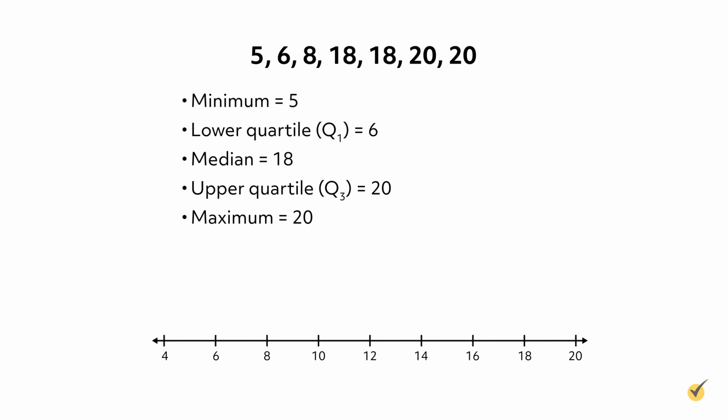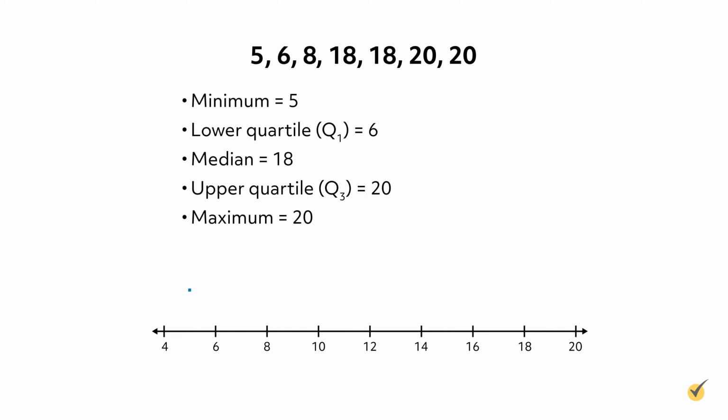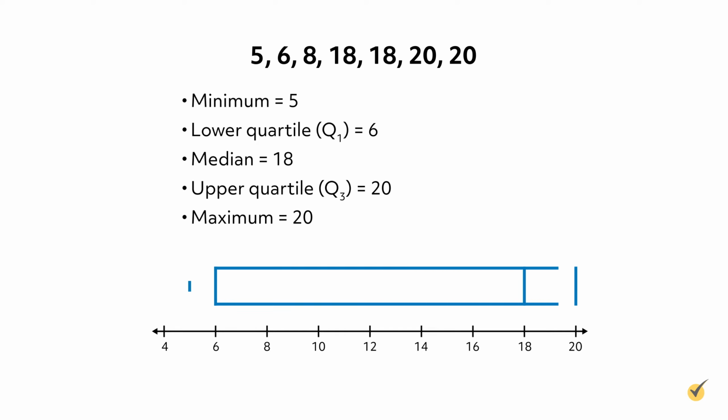On a number line, draw small vertical lines above each of these numbers, 5, 6, 18, and 20. Next, construct the box portion of the box and whisker plot. Draw a rectangle from the Q1 value at 6 to the Q3 value at 20. From here, draw the vertical line at 18 to represent the median. Last, draw the whiskers extending to the minimum and maximum values, drawing one horizontal line extending from the left of the box to the minimum, which is 5. Note that the maximum is 20, which is the same as the upper quartile. Since this value is already part of the graph, we do not need to draw a whisker extending to the right.